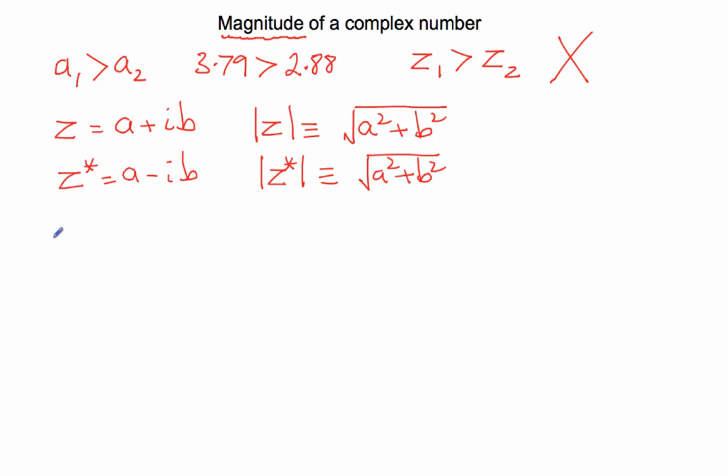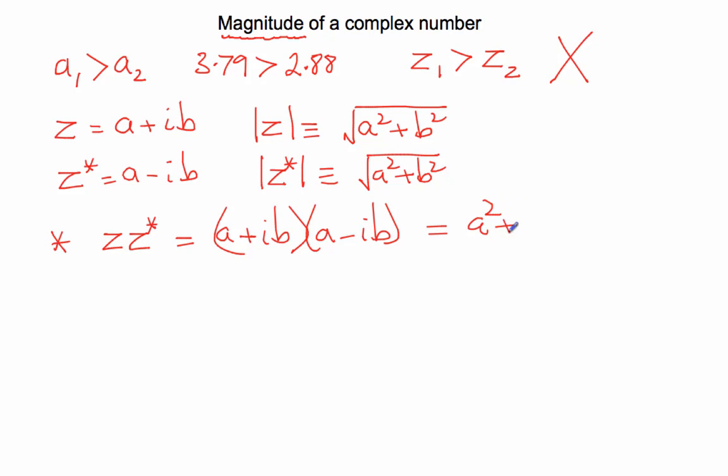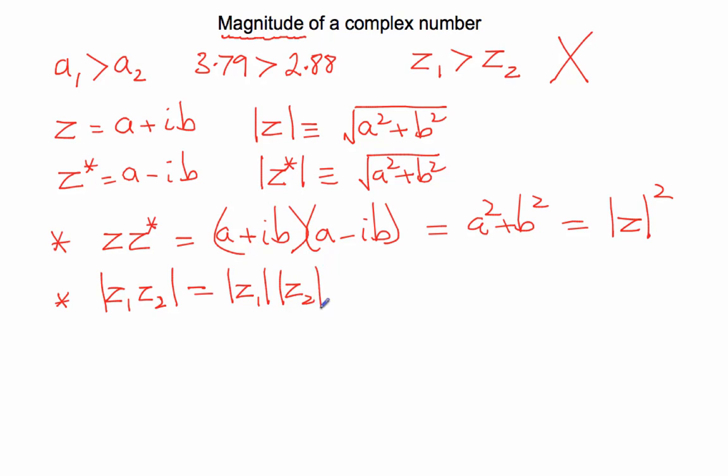Let's work out a number of properties now. First, obviously, if I take z z star, that's a plus ib into a minus ib, and that's a squared plus b squared, and so that's obviously the magnitude of z squared. More generally, if I have z1, z2, and I take the magnitude of z1 into z2, I claim that that's the magnitude of z1 into the magnitude of z2.